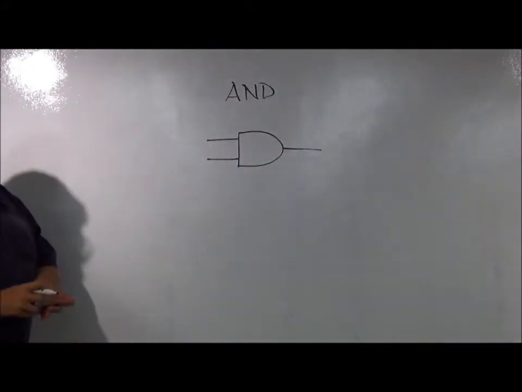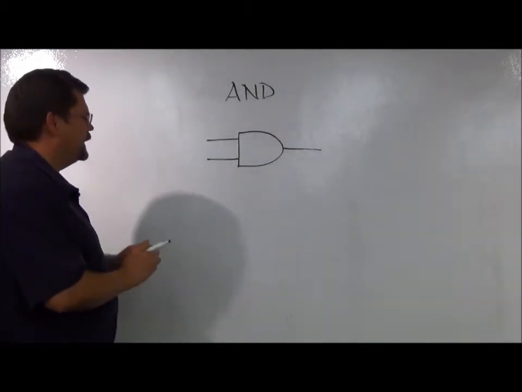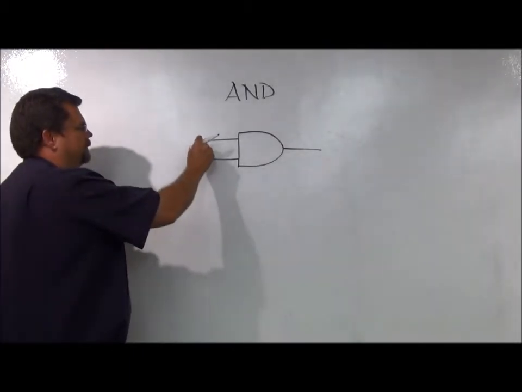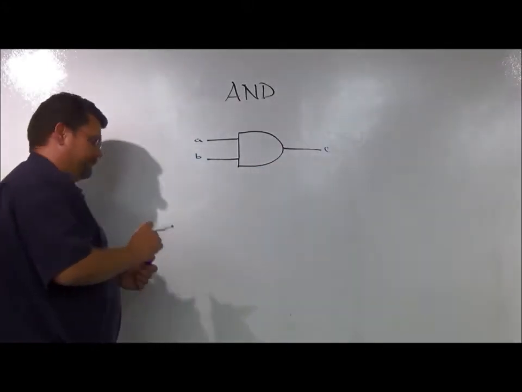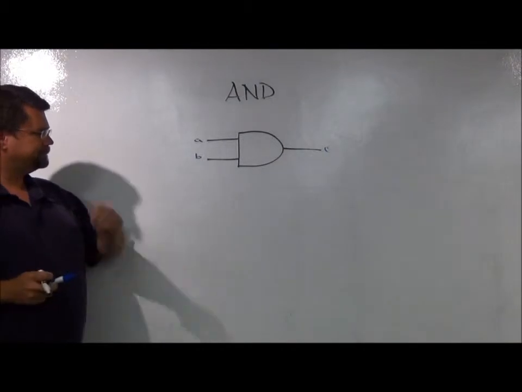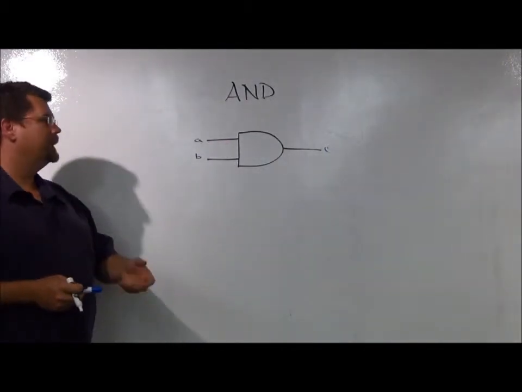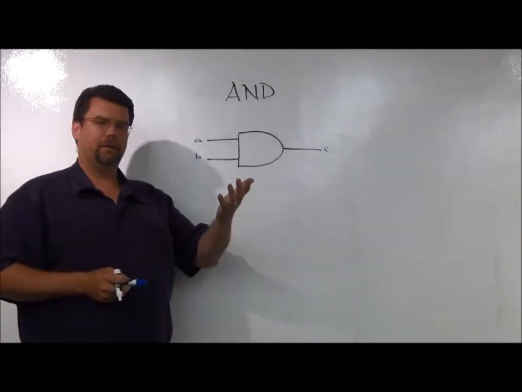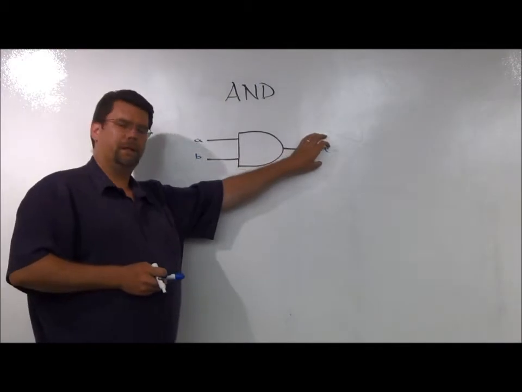Like all logic gates, it has a certain number of inputs and an output. We're going to label these inputs as A and B, and we'll label the output as C. Now, A and B are nothing more than bits. The output, C, is also a bit. The gate transforms the inputs into this single bit.